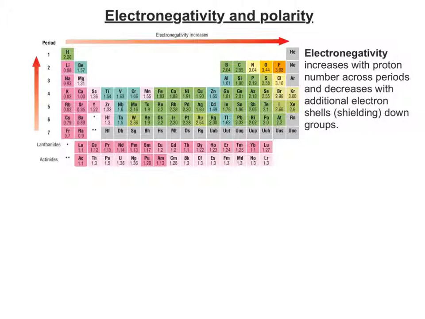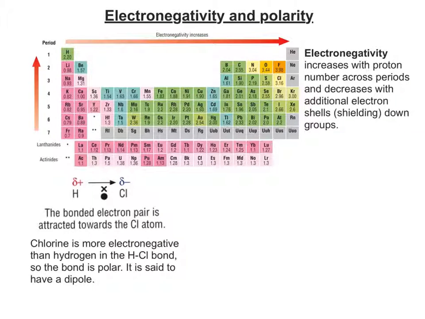So electronegativity increases with proton number, as you can see, across periods. But if you go down groups, you get extra layers of electrons, don't you? So each time you go down one in a group, you get an extra layer of electrons, which means an extra amount of shielding. So therefore the nuclear charge is not as strong at the bottom of a group as it is at the top. So it's important to remember these trends when you're deciding between the electronegativity of two atoms in a bond.